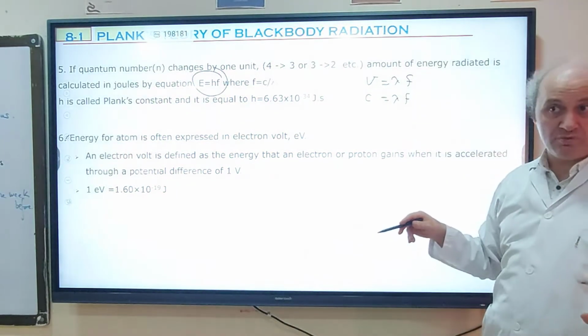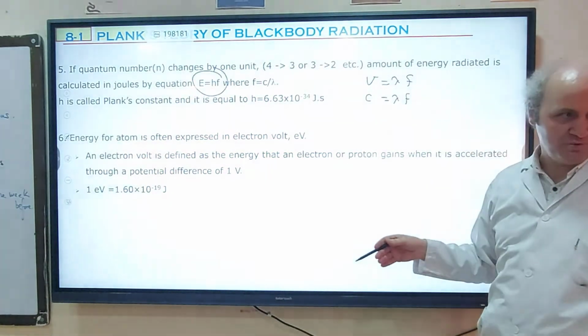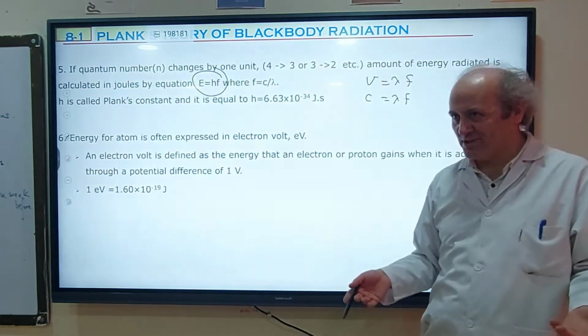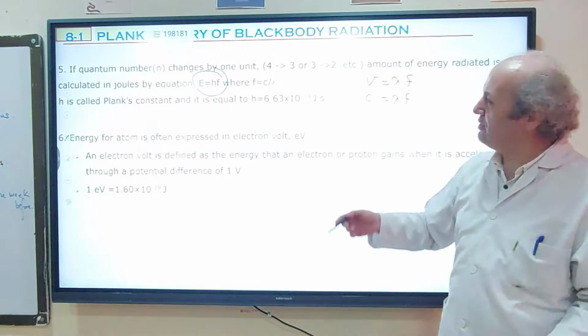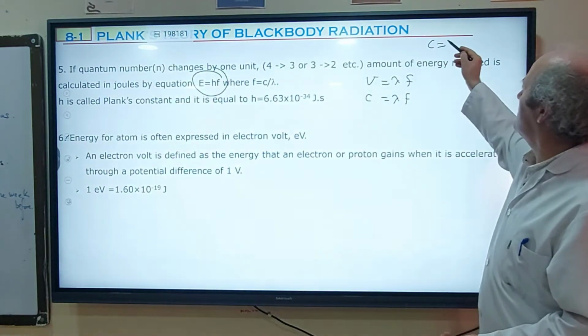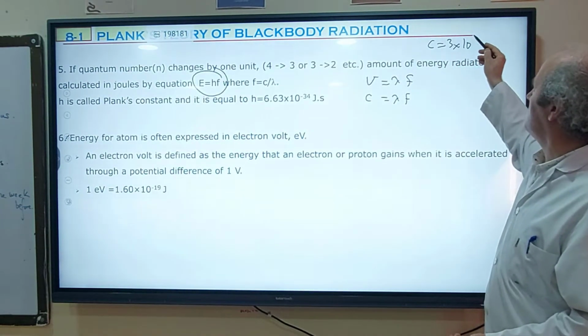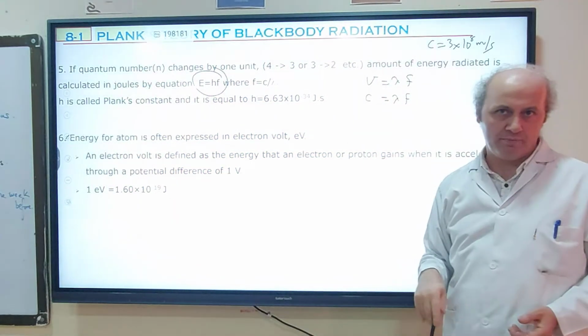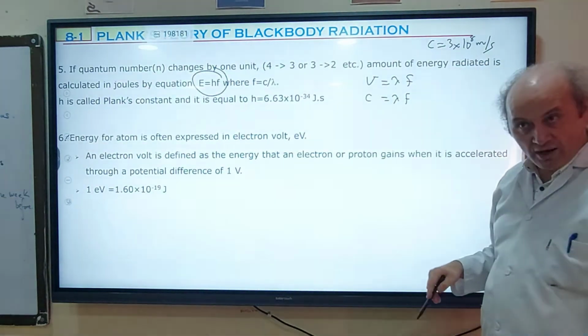They will give it, or don't give it, I didn't check the question, I forgot it for 2 years. But c must be known. Yeah, speed of light, everybody must know. 3 times 10 to the power 8 meter per second. c is equal to 3 times 10 to the power 8 meter per second. When you see it here, you are going to write that number. c is equal to lambda times f.